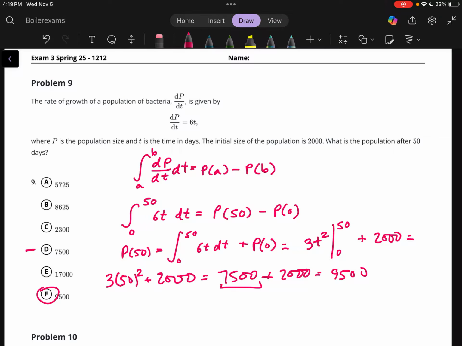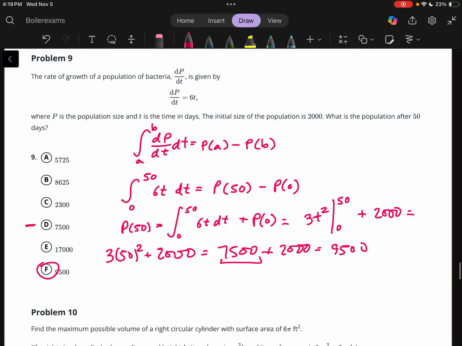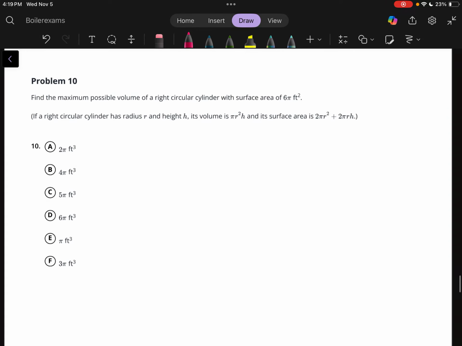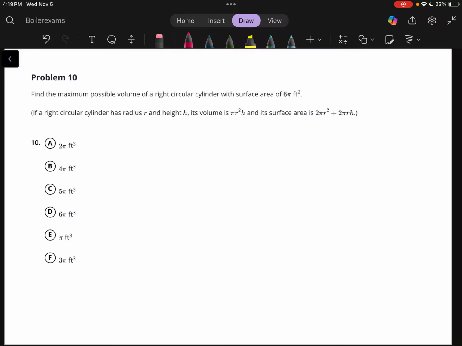Okay, moving on to question 10. Question 10 says, find the maximum possible volume of a right circular cylinder with surface area of 6 pi feet squared. If a right circular cylinder has radius r and height h, its volume is pi r squared h, and its surface area is 2 pi r squared plus 2 pi r h.